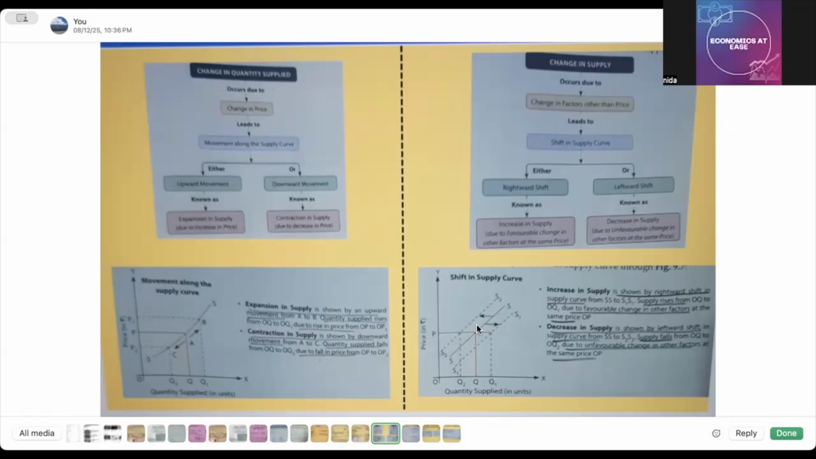Okay, and in decrease in supply, it is shown by the leftward shift. देखिए left में shift हो रहा है, left hand side पे. Okay, shifts in supply curve, supply falls. Okay, यहाँ पे आप देख रहे हैं supply इसकी कम हो रही है यहाँ पे due to unfavorable changes in other factors at the same price.